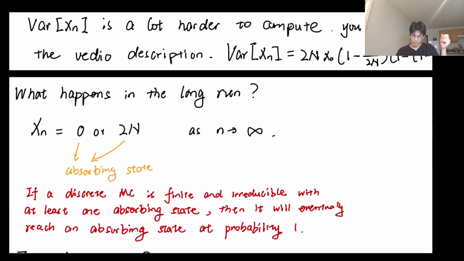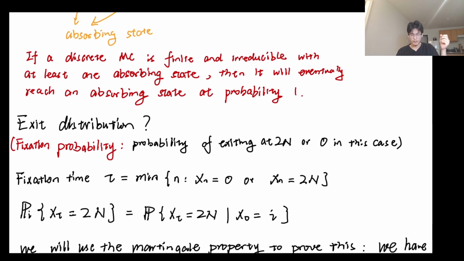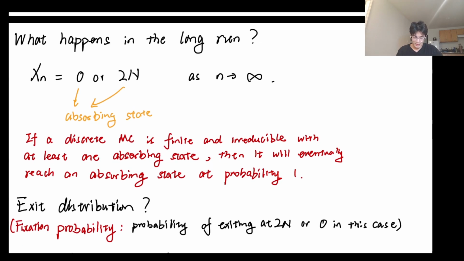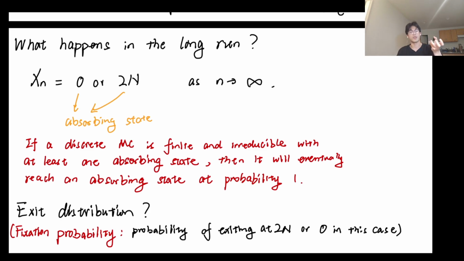Let's see. What is some other question we want to ask? Now we know that in the long run, this axon will eventually reach 0 or 2n. Like they exit, meaning that they stay there forever, and it's not interesting to study the later generations anymore because they're going to be the same forever. What is the exit distribution, or in the terminology used in the book, what is the fixation probability? The probability of exiting at 2n or 0 in this case.